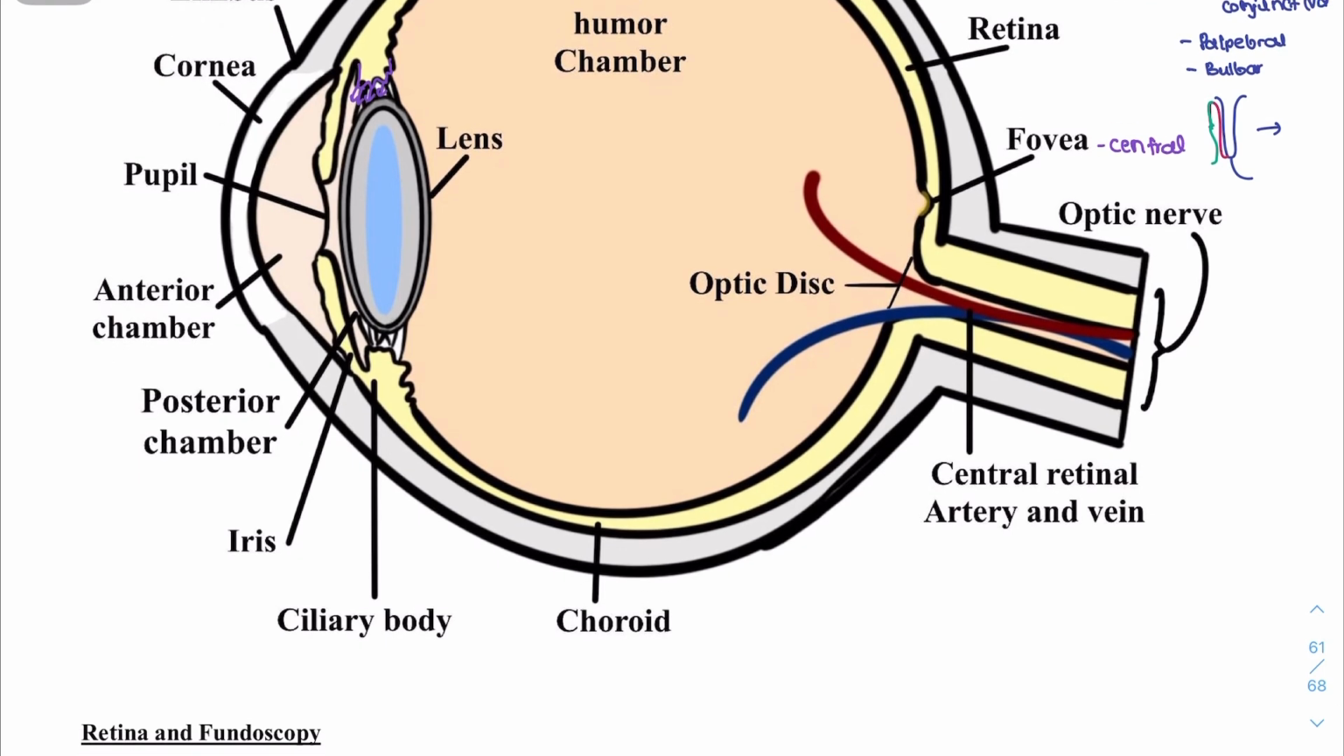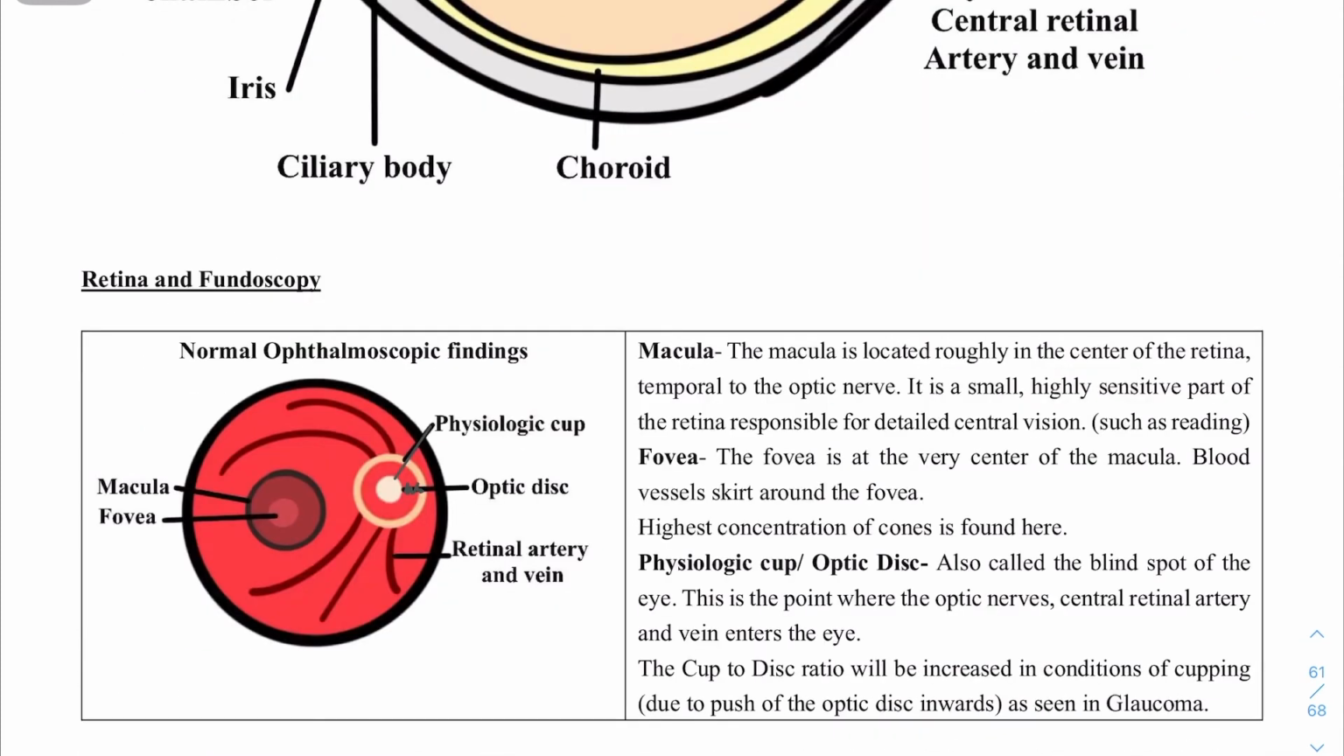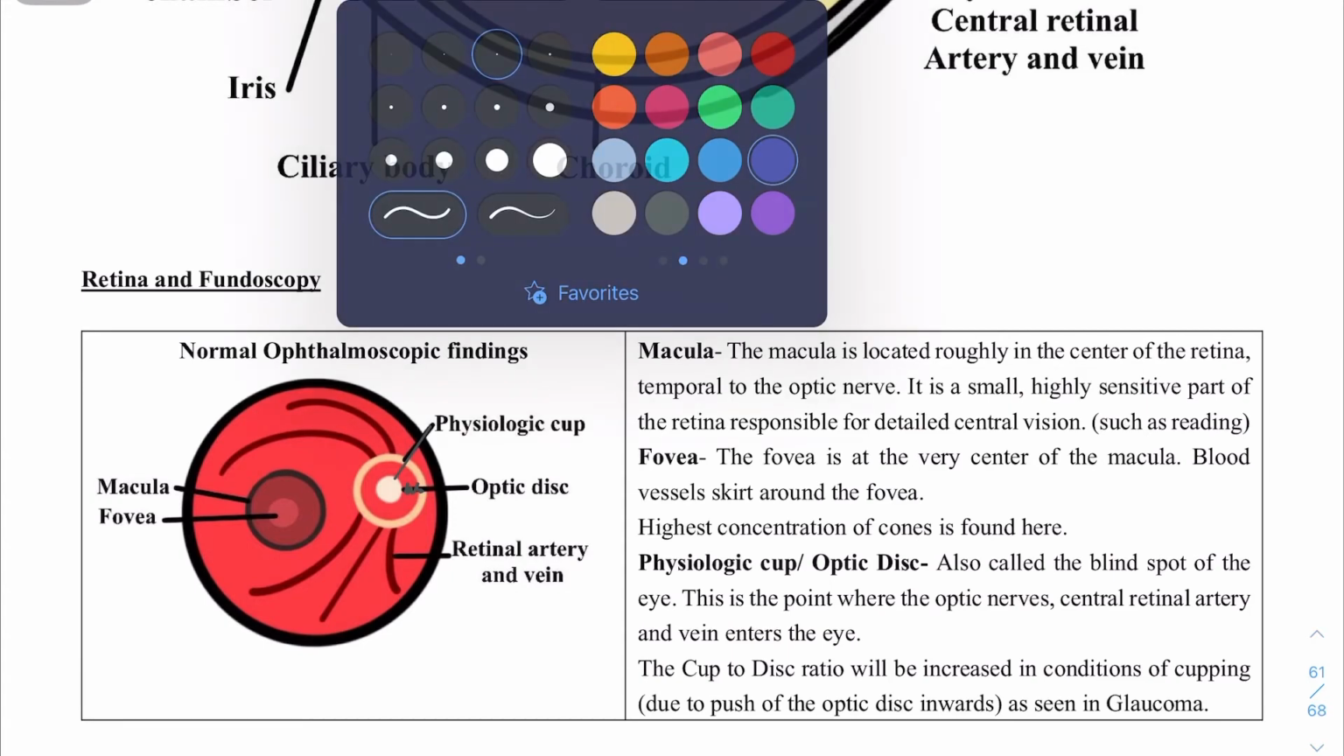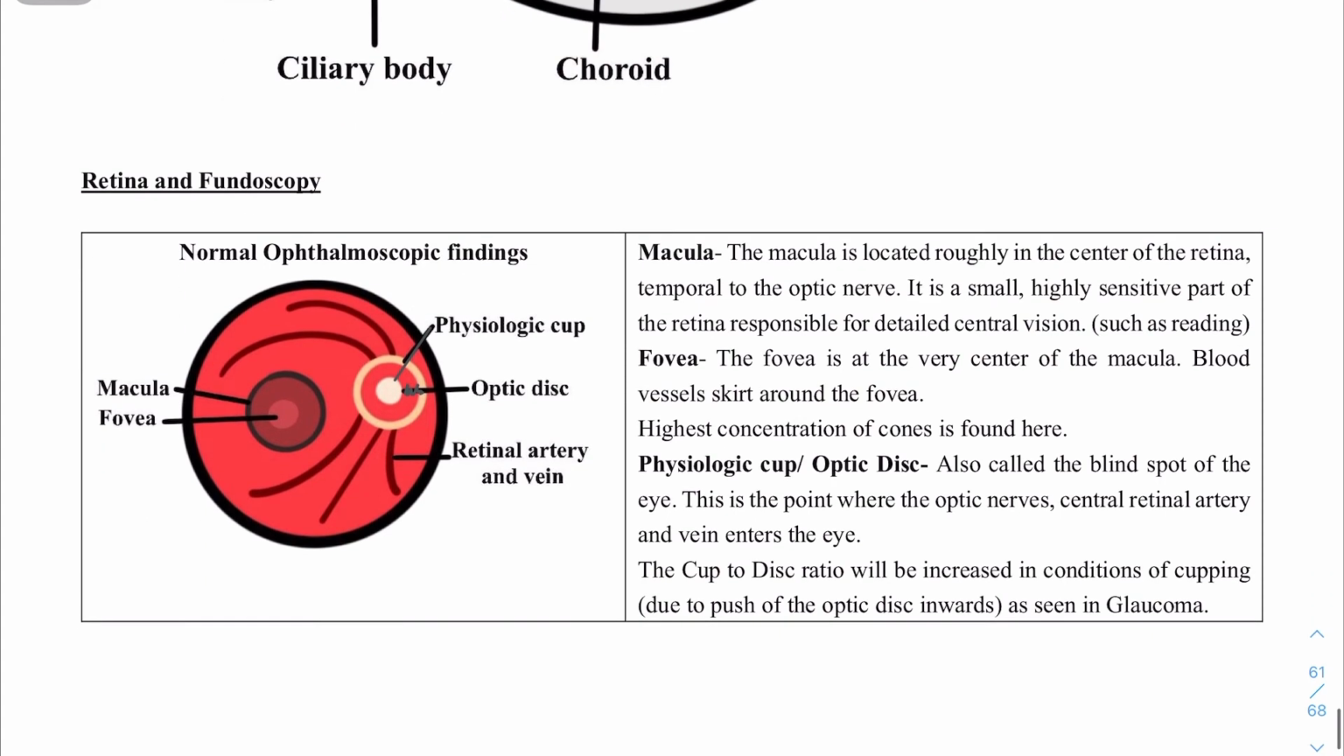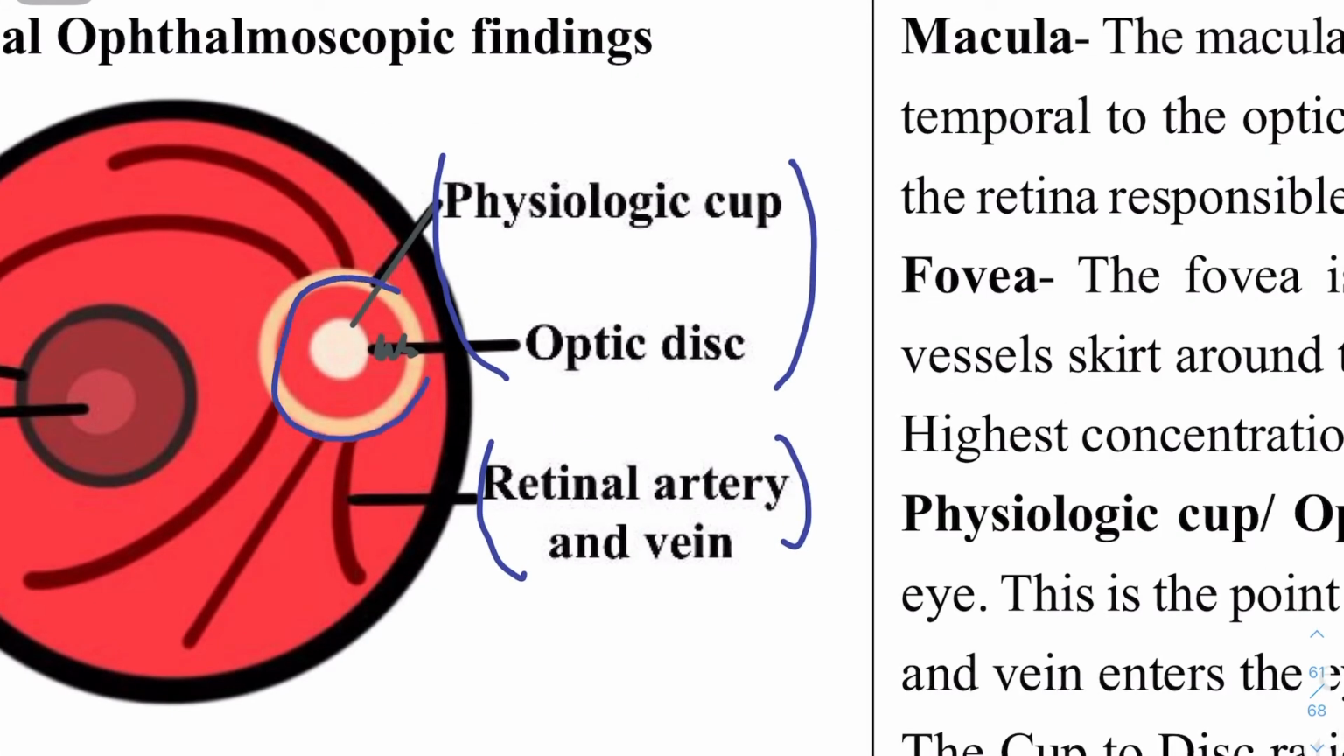So the optic disc is also called the blind spot because there's no detection of light in this area, and this is where the optic nerve and the central retinal artery and vein originate from. They come into the eye. Next, let's take a look at the retina and the funduscopy. Now, when we take a look at this, we'll divide it into three parts. First, the macula and the fovea. Next, the retinal artery and vein and their branches. And next, we have the optic disc. So there's a mistake in this diagram, but the optic disc is this outer one, and this cup is this inner structure.